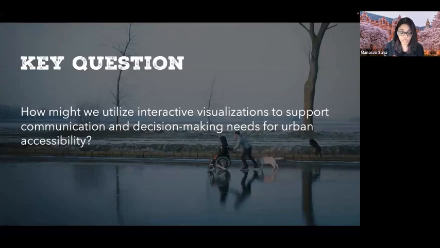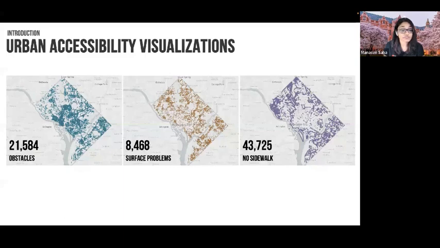The key question we asked is how might we utilize interactive visualizations to support communication and decision-making needs for urban accessibility. Accessibility visualizations help us see patterns. For example, in these point maps, urban core of DC has more obstacles, while the periphery has more no sidewalk issues. However, this is just one way of visualizing this data. Other types of questions require other forms of data visualizations.